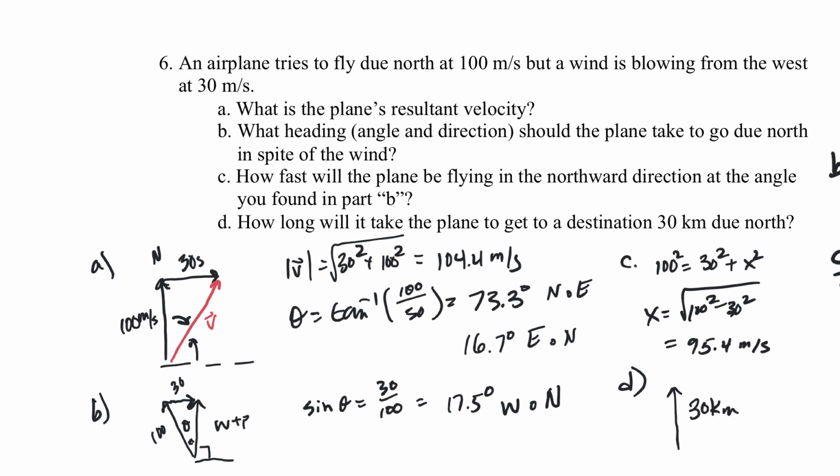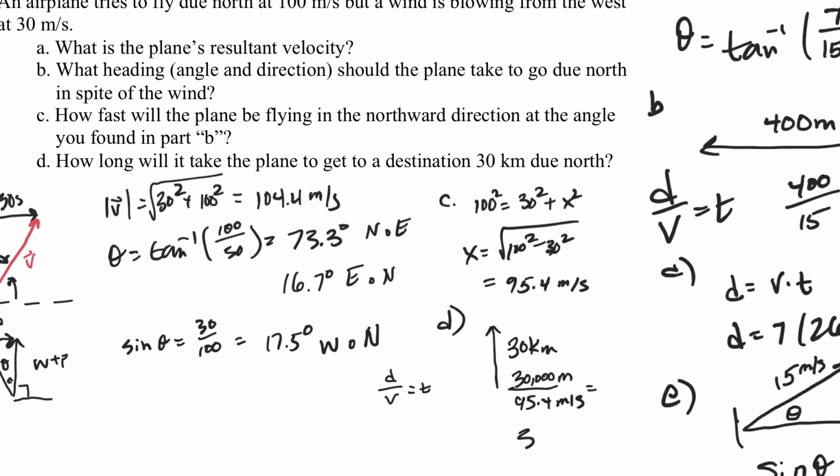So if you have 30 kilometers, then how many meters is that? That's 30,000 meters, right? 1 kilometer is equal to 1,000 meters. So I need to make sure to change that over. I also know that if I know how fast I'm traveling, or if I'm doing distance, right? Distance divided by velocity equals time, right? So I know how far it's going to be. I know that I'm traveling at 95.4 meters per second. Divide those two things together, and you're going to get essentially 314.5 seconds.